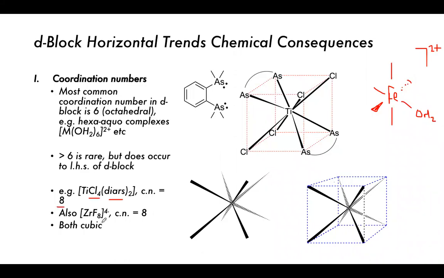Coordination number is just the number of bonds that are made to the central metal. Here we've got 1, 2, 1, 2, 3, 4, 5, 6, 7, 8. We also have zirconium fluoride, which also has a coordination number of 8. Both of these are cubic. You can see that the dashed red line here indicates a cubic structure, and this would be a coordination number of 8.